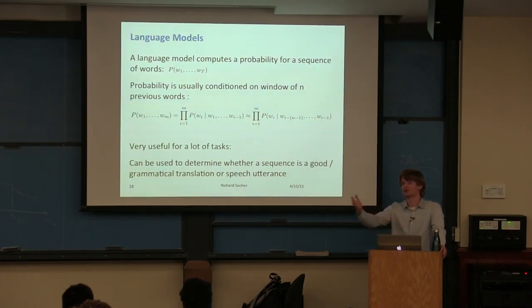If you have a grammatical sentence of the English language, you would hope it gets a higher probability of being seen in a corpus than some random string of the English language or some ungrammatical construction. So the way we basically factorize the probability over the entire sequence is just the product of all the words in the sequence from i equals 1 to t, or in this case m.